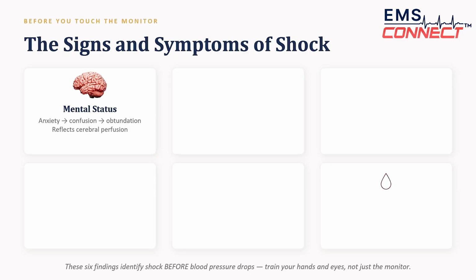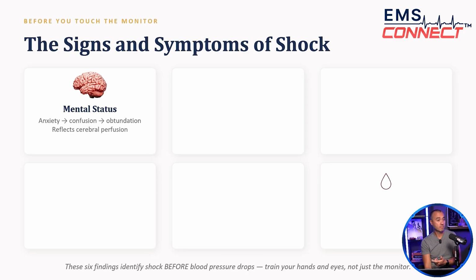Do they appear anxious? Are they confused? Are they obtunded? So get an idea of their mental status. Do you guys recall, what are one of the earliest signs and symptoms of shock? An altered mental status, confusion, right?